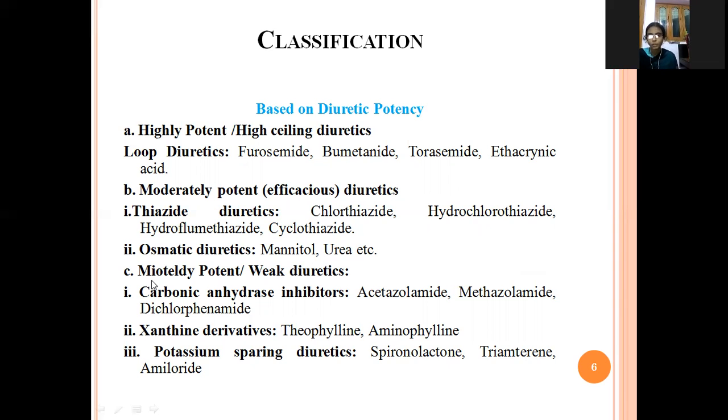So next one is weak diuretics. In this, first one is carbonic anhydrase inhibitors. Examples: acetazolamide, methazolamide and dichlorphenamide. Second one is xanthine derivatives. In this, examples are theophylline, aminophylline. So third one is potassium sparing diuretics. Examples are spironolactone, triamterene and amiloride.